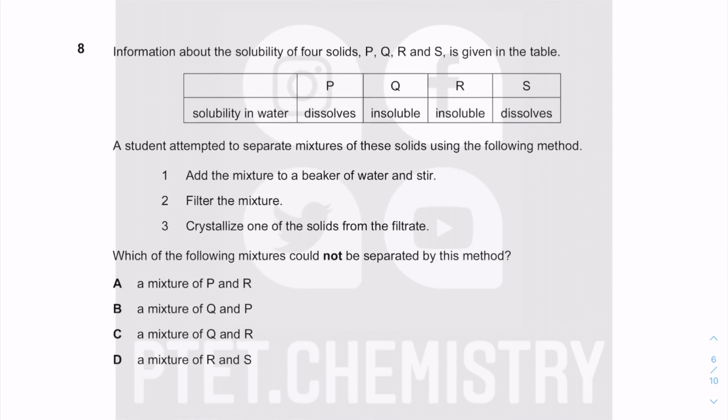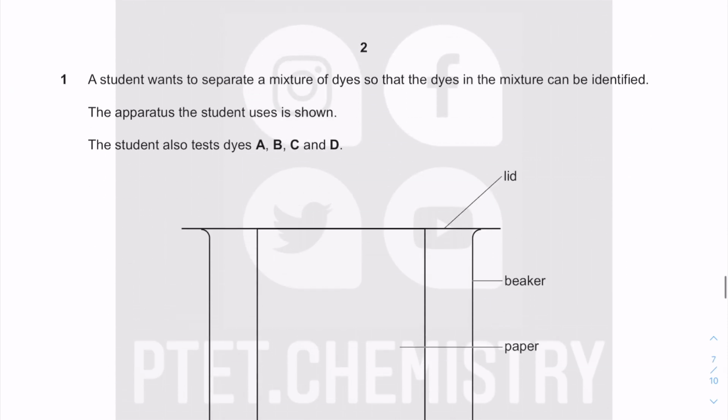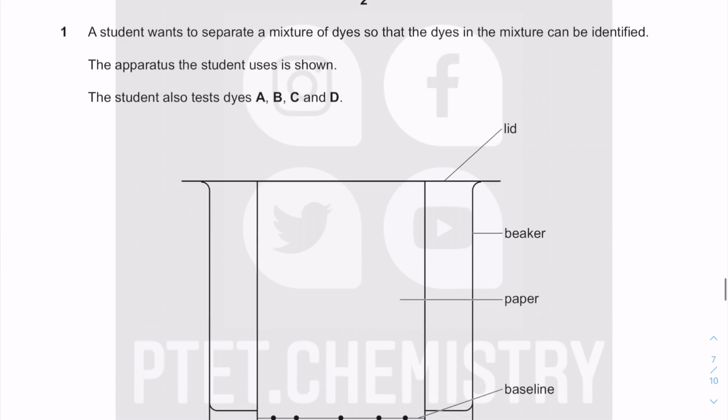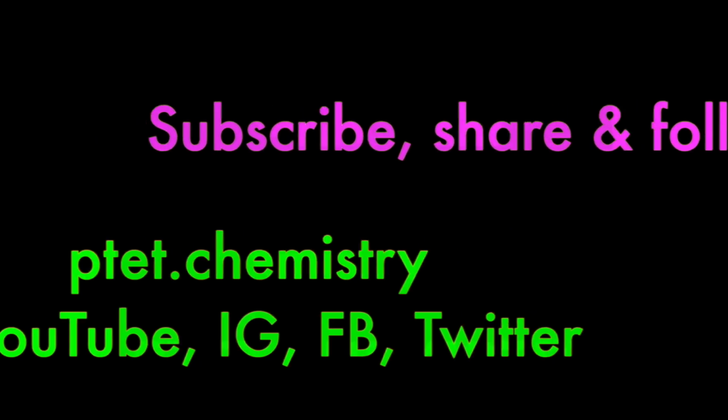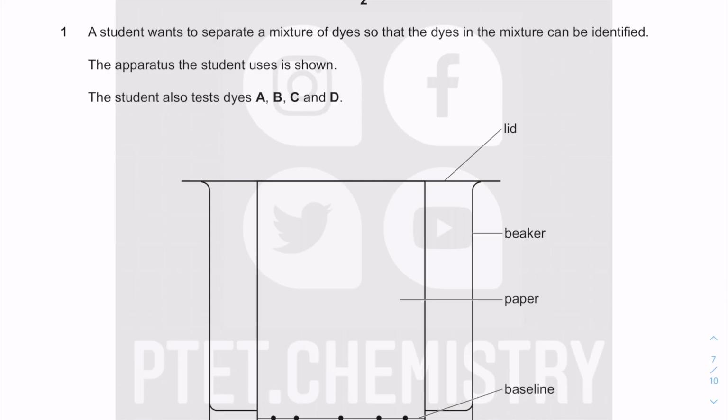Question 8, we'll talk about question 8 when we deal with filtration and crystallization. You can find more about this when I cover the full checkpoint tutorial video. On to this next question.